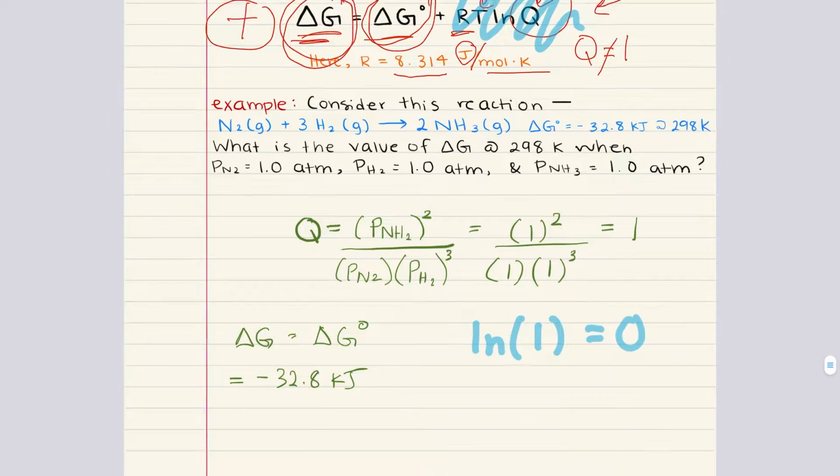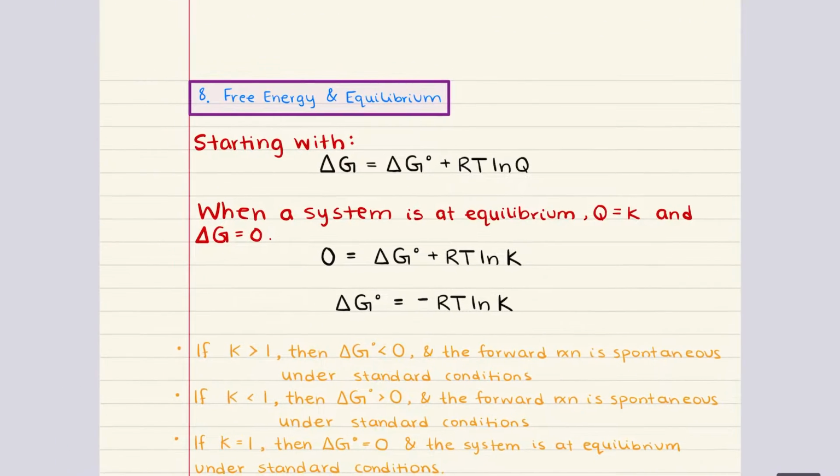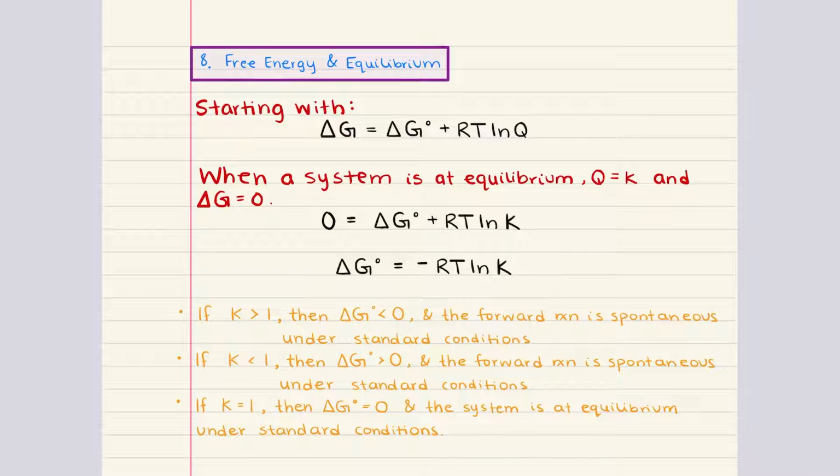With that, we move into objective 8, called free energy and equilibrium. Now that we understand how Gibbs free energy changes under non-standard conditions, let's explore the connection between free energy and equilibrium. The reason we want to do this is because this relationship is essential for understanding the direction in which a reaction will proceed under given conditions. We're going to start with writing our equation for non-standard conditions. Delta G equals delta G naught plus RT natural log Q.